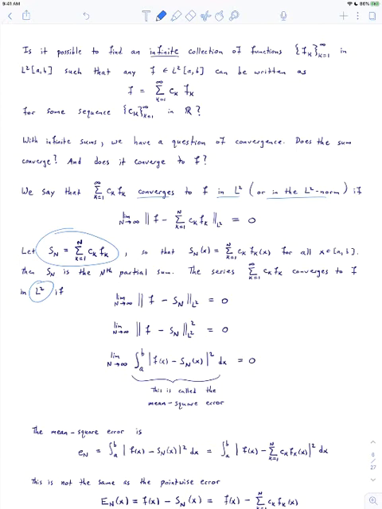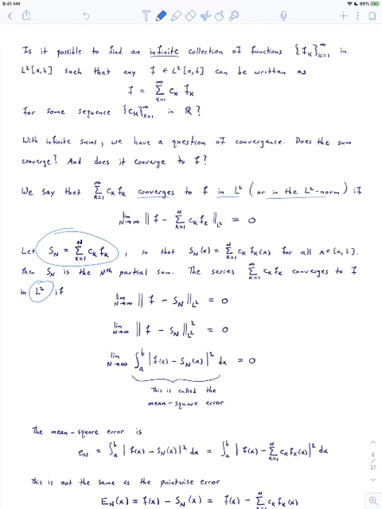So we want to look at the size of the difference. We want to measure how far they are away from each other, and we want to look at this distance. Now, if this distance is going to 0, then we say that the sequence of partial sums converges to f in L2, in the L2 norm. In your book, they don't use that subscript L2, they just use the norm. I'm putting the L2 there just for emphasis so that we know exactly what we're talking about.